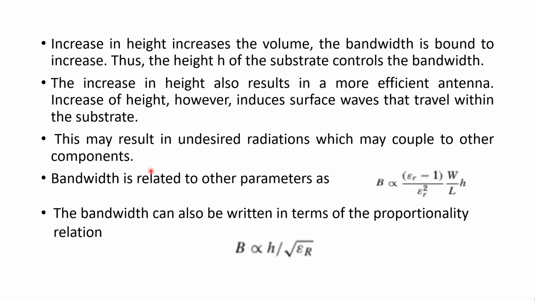Another parameter which affects the bandwidth: bandwidth is proportional to (epsilon r minus 1) by epsilon r square into w by l into h. And also we can write it using the proportionality relation as it is proportional to h divided by epsilon r.